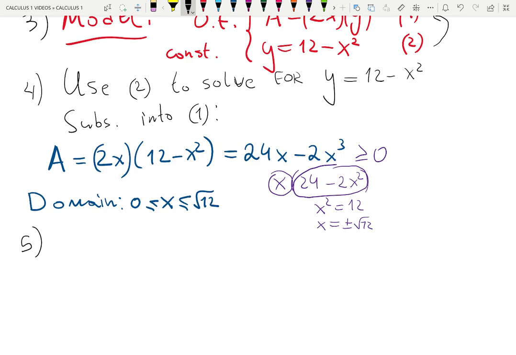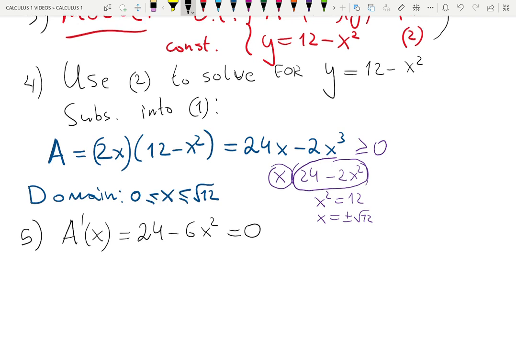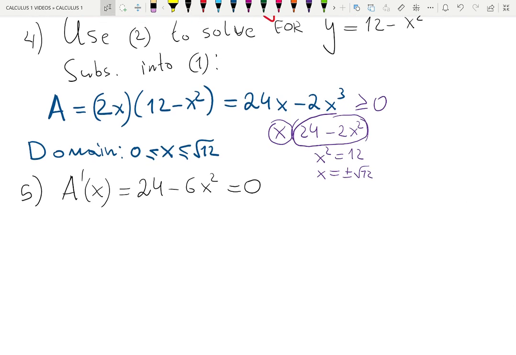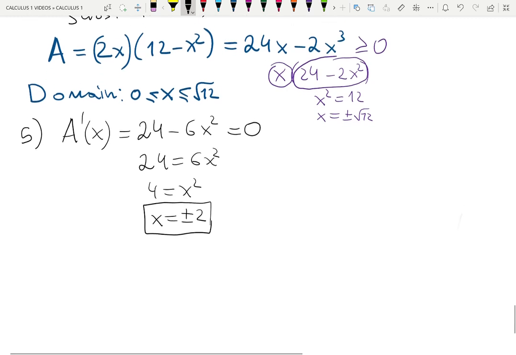Step 5. Now we start performing calculus. Let's differentiate that area that now depends on x variable, and the derivative will be 24 minus 6x squared. We need to find for which x this derivative is 0 or doesn't exist. There are no bad points for this function, so we only need zeros here. 24 equals 6x squared. 4 equals x squared. x equals plus or minus 2. Please don't forget both points.